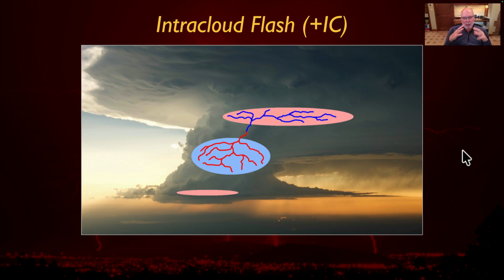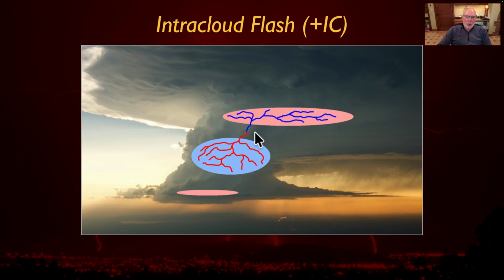So let's talk about the flash types. Again, we'll begin with the cloud flash. We call cloud flashes intercloud flash activity or intercloud flashes, and those are the flashes that remain within the thunderstorm, or they may extend outside the thunderstorm, but they do not touch the ground.